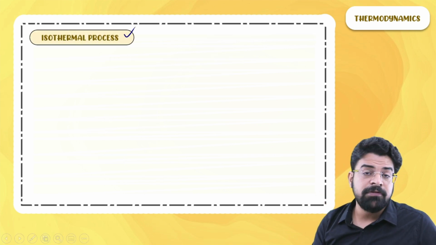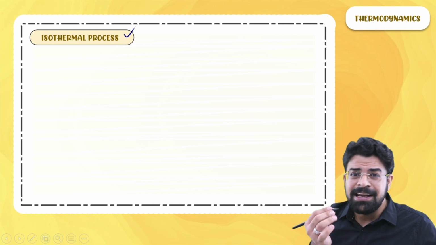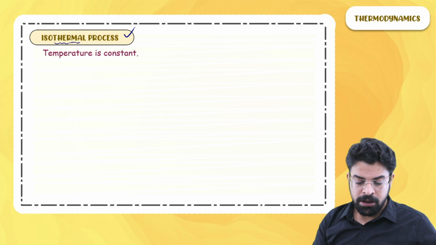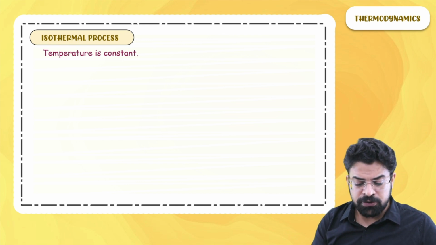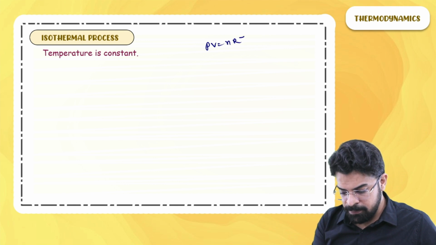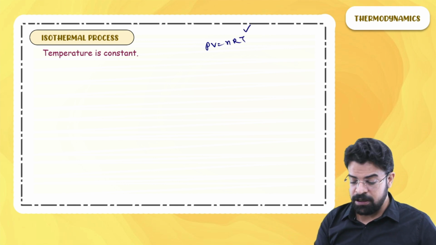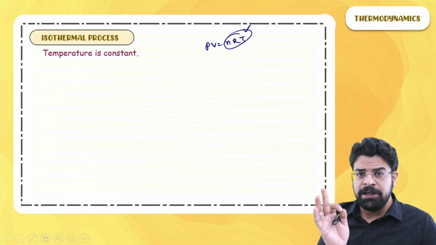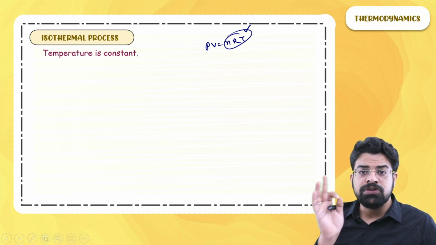Let's move on. Now the process we will talk about is the isothermal process. The name itself says isothermal, temperature is constant. So in an isothermal process, temperature is constant. From PV equals nRT, if temperature becomes constant, the whole right hand side becomes constant. So the isothermal process can also be represented as PV equals constant.